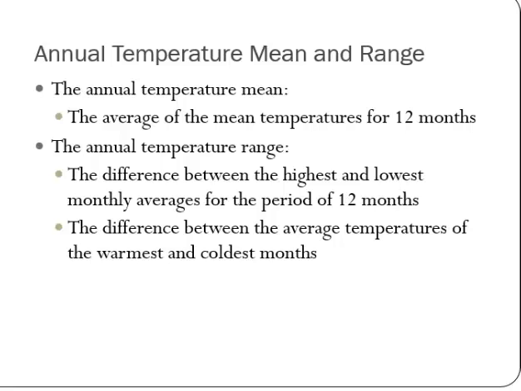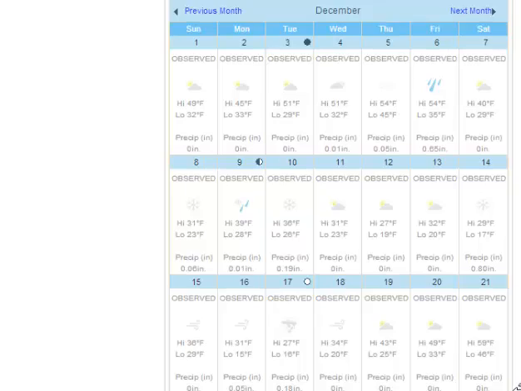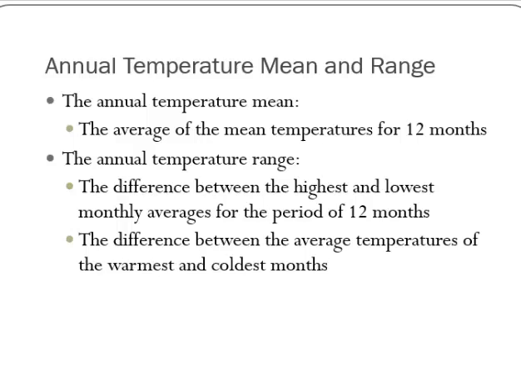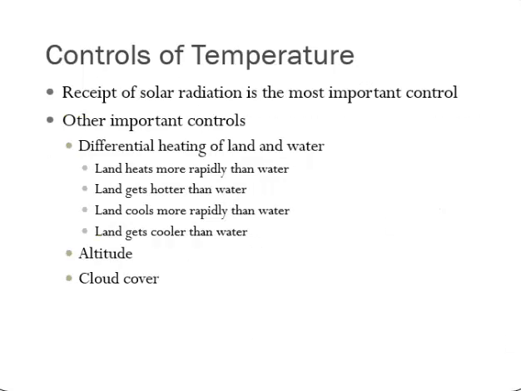And the difference between the average temperatures of the warmest and the coldest months, you can measure these things pretty much any way that you'd like. Just to give you an idea, this is an example of the calendar for December, and then you can look up pretty much any of these things. Average monthly temperatures, average yearly temperatures. You just look at the average temperatures for the individual days, and you can determine the average, just like you would determine the average of anything else.